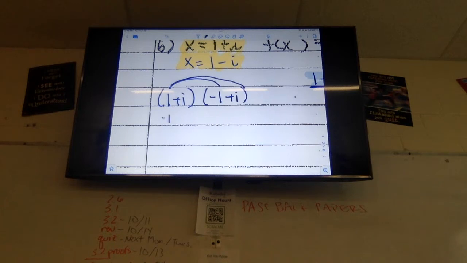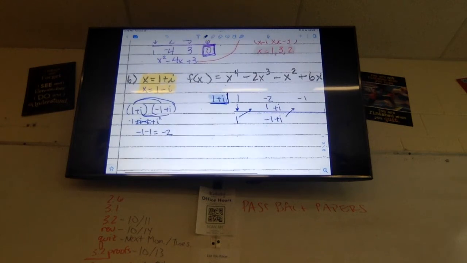1 times negative 1 is negative 1. 1 times i is i. i times negative 1 is negative i. And then i times i is plus i squared. Now, the good thing about this is my i's are going to cancel. So I get negative 1. And then what's i squared the same thing as? Good. So negative 1 minus 1 is negative 2. Good, so when I multiply those together, I get negative 2. So that goes up on the line next.